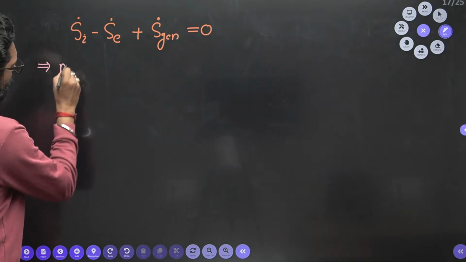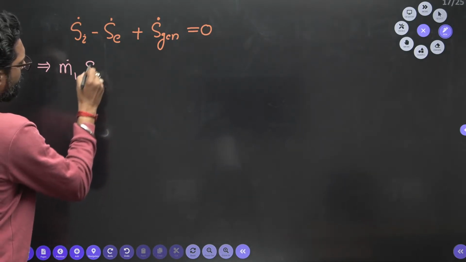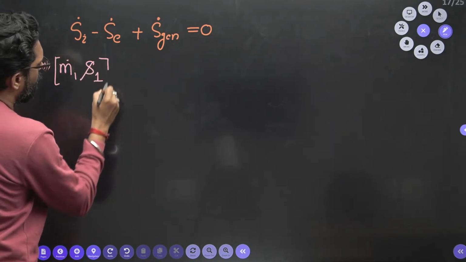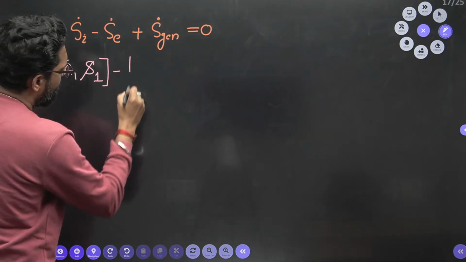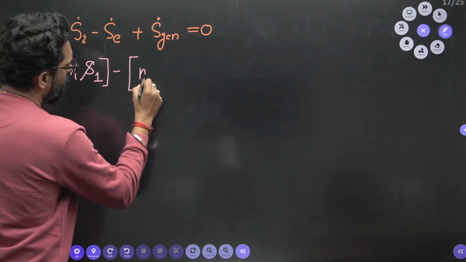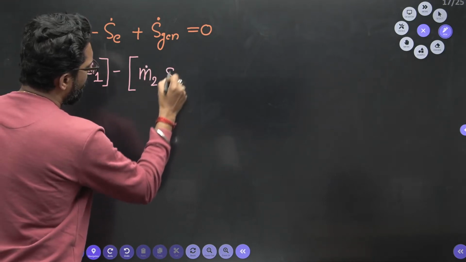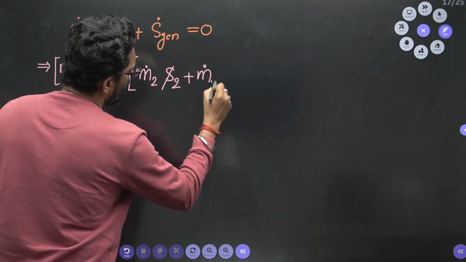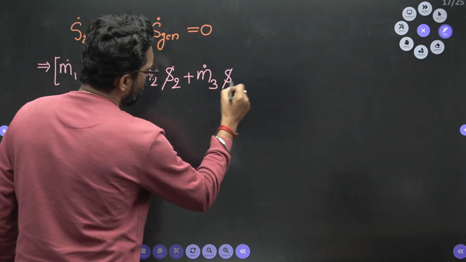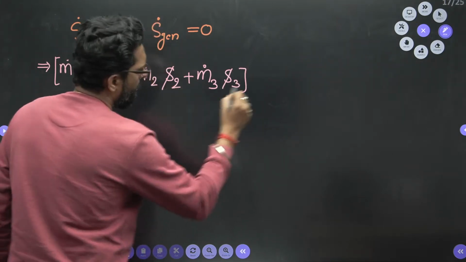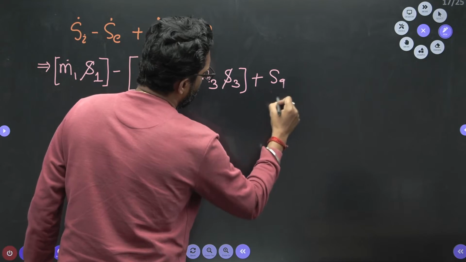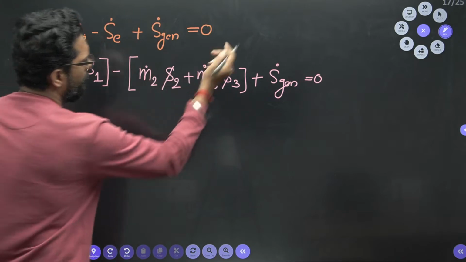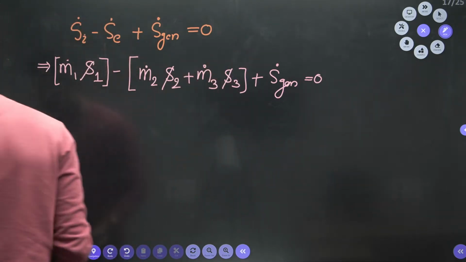Now, what is the entropy inlet? Inlet is m dot 1 times specific entropy at 1, this is your inlet at point 1, minus the exit, which is at 2 and 3: m dot 2 times specific entropy at 2, plus m dot 3 times specific entropy at 3, plus entropy generation. This is 0. All are on a rate basis, since it is m dot.